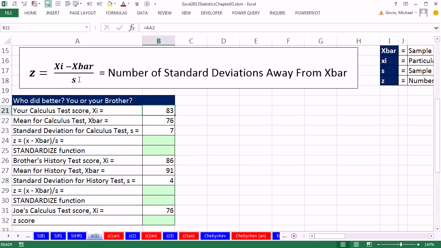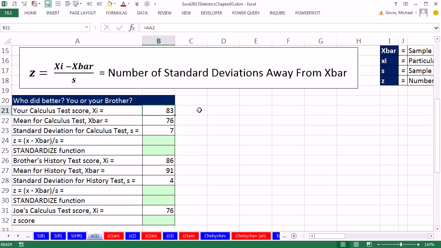In this video, we get to talk about one of the more amazing statistics, Z, or Z-score. It'll tell us the number of standard deviations away from x bar, or the mean, of particular x's. Now, why is this so powerful? Well, let's just start off with an example.